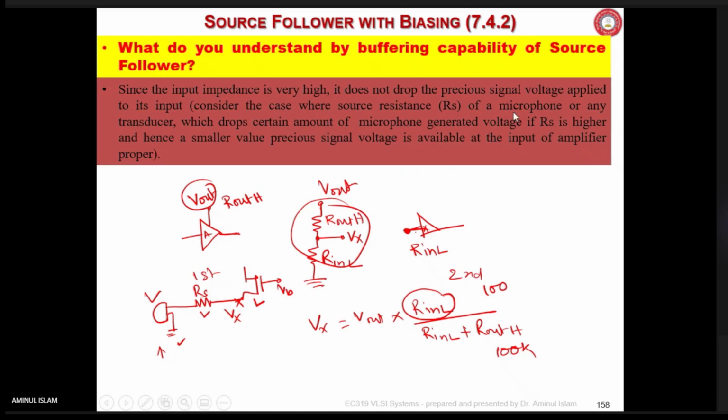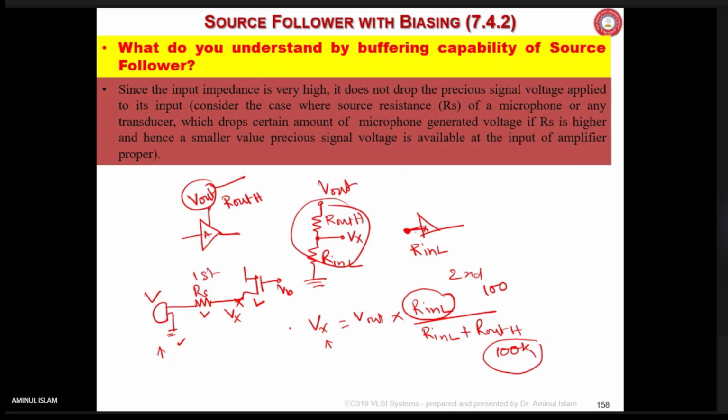Now, if you see that such a loss of V out is occurring and it is not reaching up to this point, consider 100 ohm against 10 kilo ohm, where R out H is 10 kilo ohm. Then only a very small amount reaches, because the denominator is very high, isn't it? Vx is going to be very less, or not? Yes, sir.